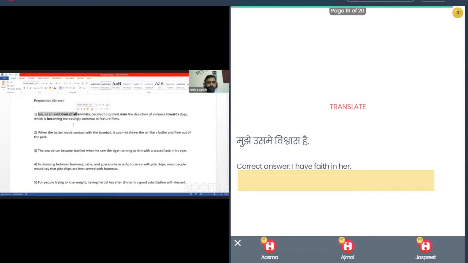Read it again. John, as an avid lover of all animals, decided to protest over the depiction of violence towards dogs, which is becoming increasingly common in feature films. Very good. So what should it be? Against, sir. Yes, absolutely. So protest against the depiction of violence. Excellent answer. This should have been against.